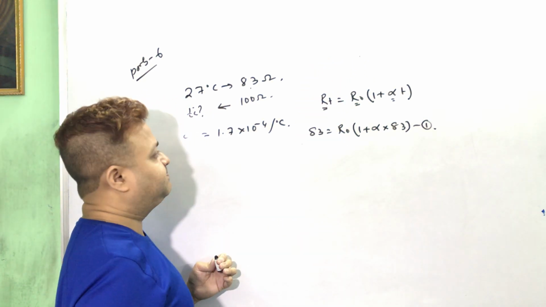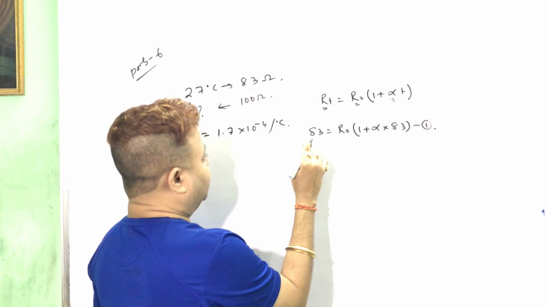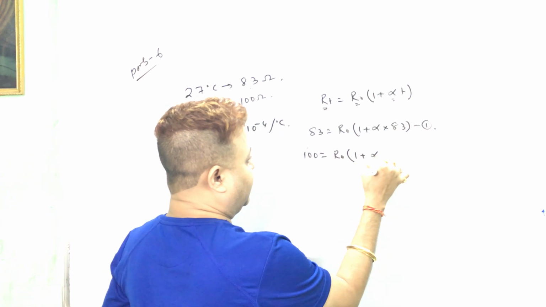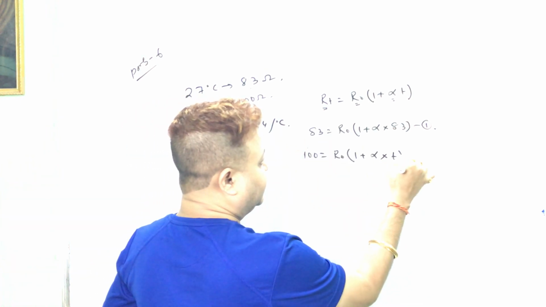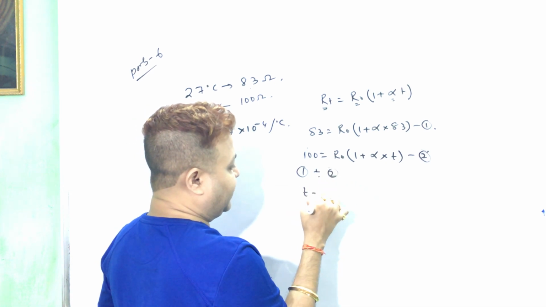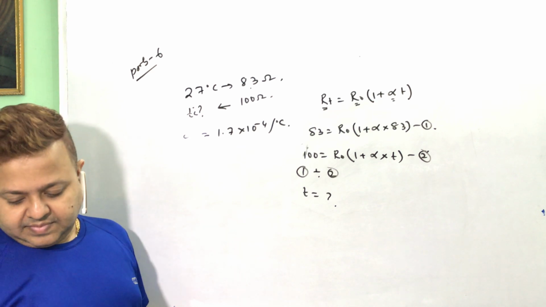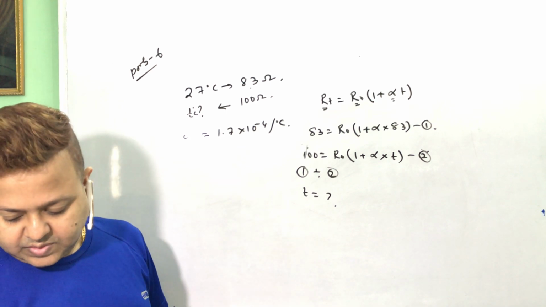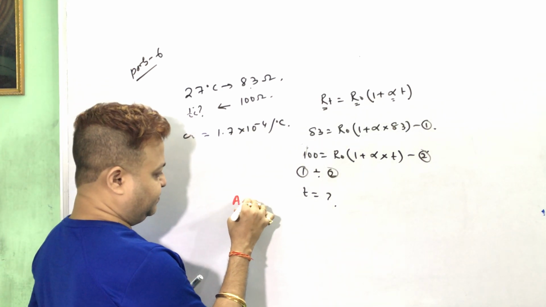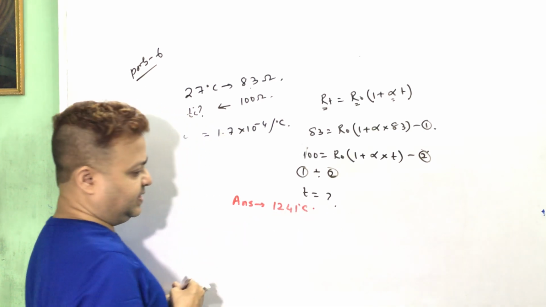Temperature difference 83. Next one, 100 equals R0 into 1 plus alpha into T, where the temperature difference is T. This is number 2. Equation 1 divided by 2, then we can find the value of T. Answer: 1241 degree centigrade.